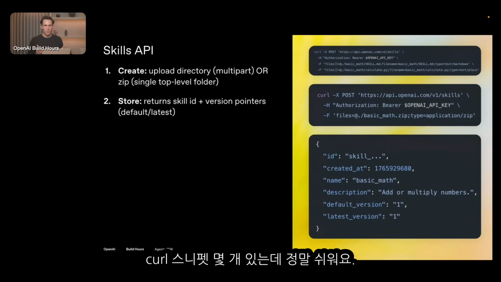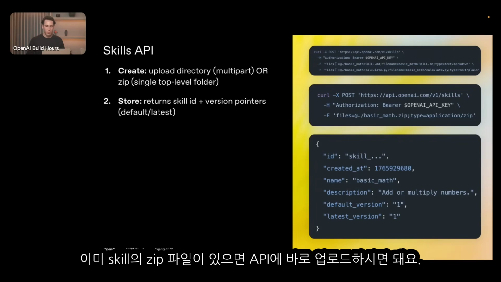So here are a couple of curl snippets of how you might use this. Pretty easy. If you already have zip files of your skills, you can just upload them directly to the API.